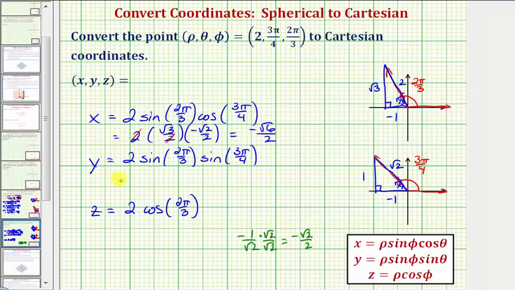And now for y, we have 2 times, we already know sine 2π/3 is equal to square root 3 divided by 2. And now sine 3π/4 is equal to the ratio of the opposite side to the hypotenuse, which would be positive 1 divided by square root 2. Well, we know 1 divided by square root 2 is also equal to square root 2 divided by 2. So let's go ahead and use square root 2 divided by 2. And notice here, again, this simplifies. So our product is positive square root 6 divided by 2.